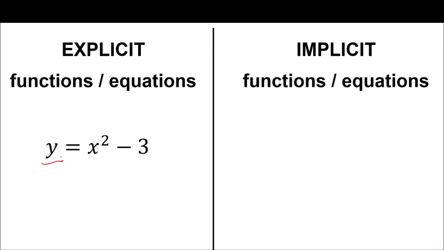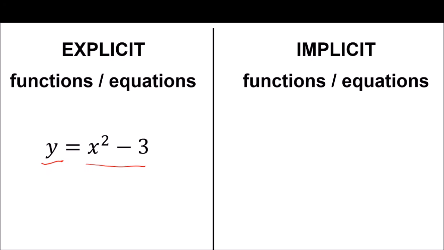And this explicit means that one of the variables, the dependent variable, is alone on one side. That's the only place that variable shows up. And then the other side is some expression involving the independent variables. And we say this kind of equation explicitly defines the dependent variable as an explicit function of the other variables.